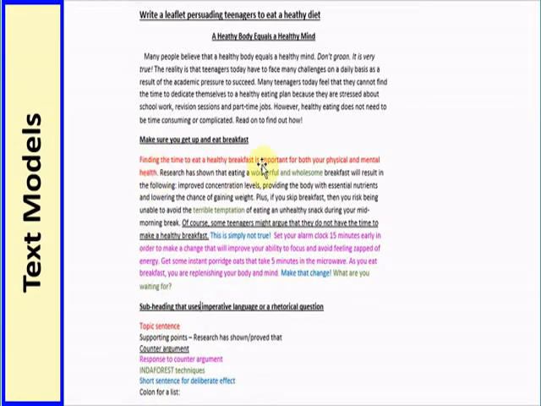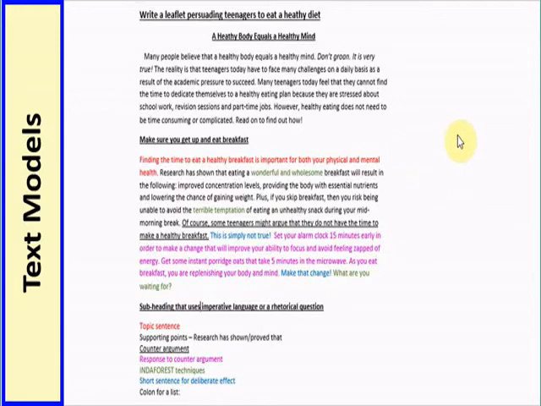"Finding the time to eat a healthy breakfast is important for both your physical and mental health." It's a topic sentence, which means it's showing me what the rest of the paragraph is going to be about. And we've used that direct address, "your". "Research has shown that eating a wonderful and wholesome breakfast will result in the following: improved concentration levels, providing the body with essential nutrients and lowering the chance of gaining weight."